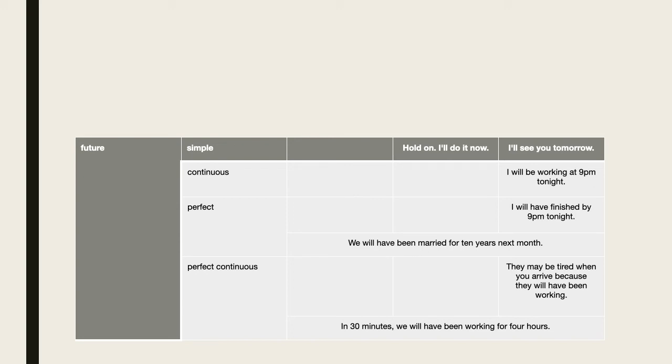And then example for future perfect continuous. Before that, there's one more example on future perfect tense. We will have been married 10 years next month. So this is covering all the three times. Then is the example on future perfect continuous. So if I say they may be tired when you arrive because they will have been working, I'm talking about future time. If I say in 30 minutes we will have been working for 4 hours, then I'm talking about all three times.